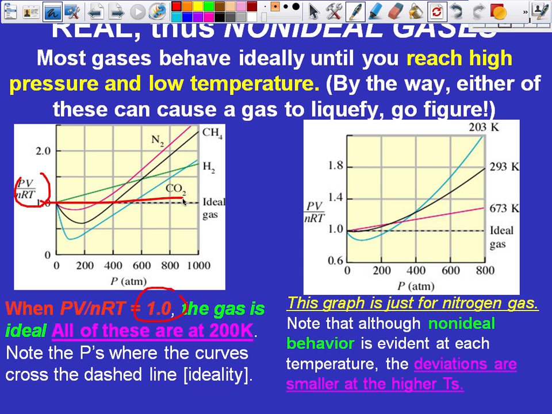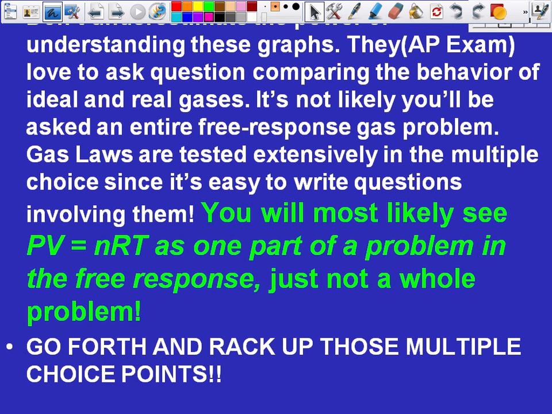That's one other fact. All right, the very last thing I want you to understand is that this graph right here is just for nitrogen. Note that the non-ideal behavior is evident at each temperature. And if you'll notice, the ideal gas at 1 atm likes to stay level. But every time your temperature changes, you're going to get a change in how ideally it behaves. Okay? And the last slide. Don't underestimate the power of understanding these graphs. Again, go back and look at them one more time.